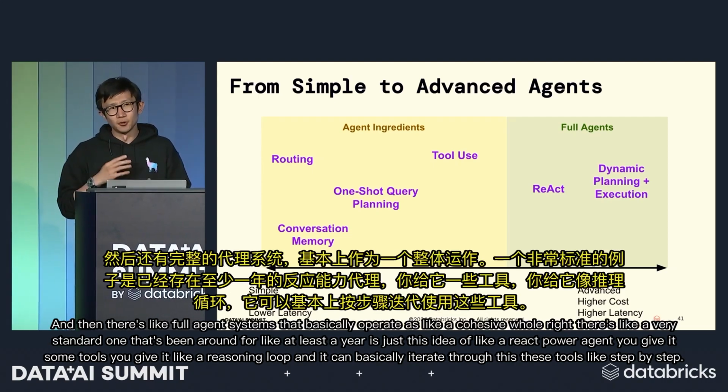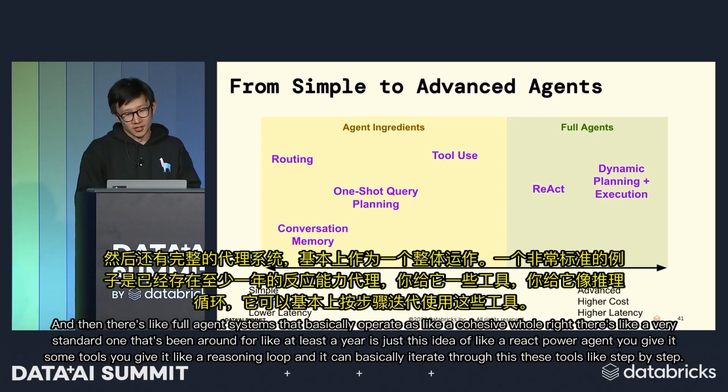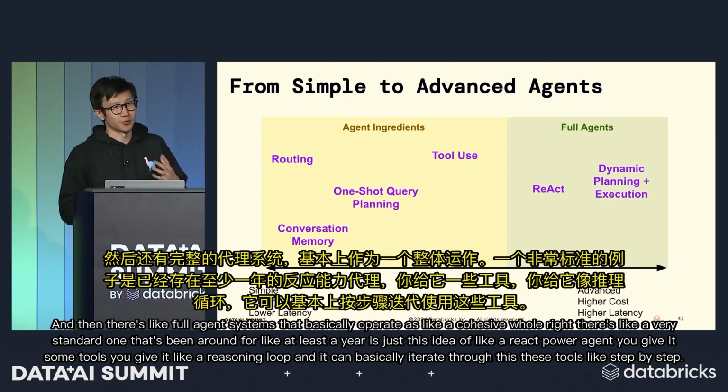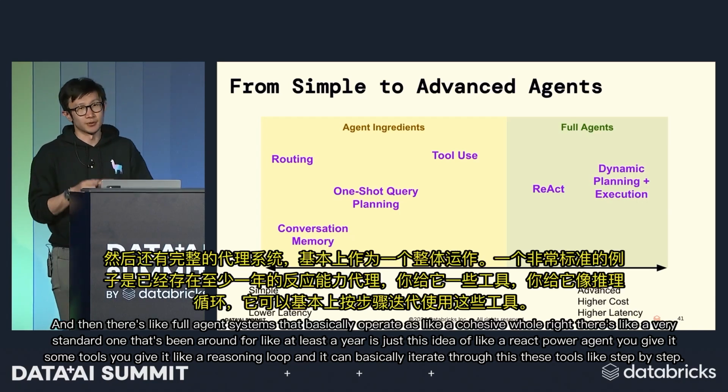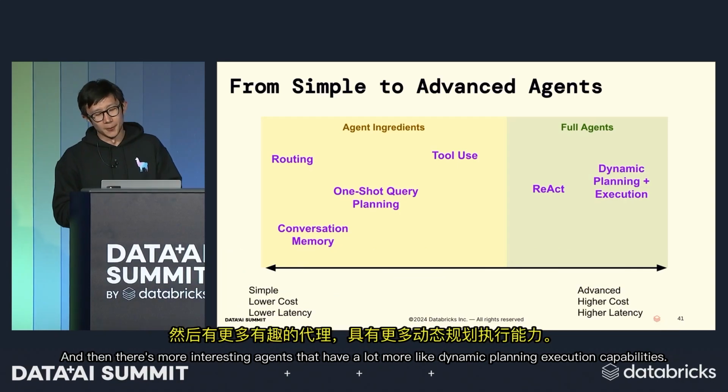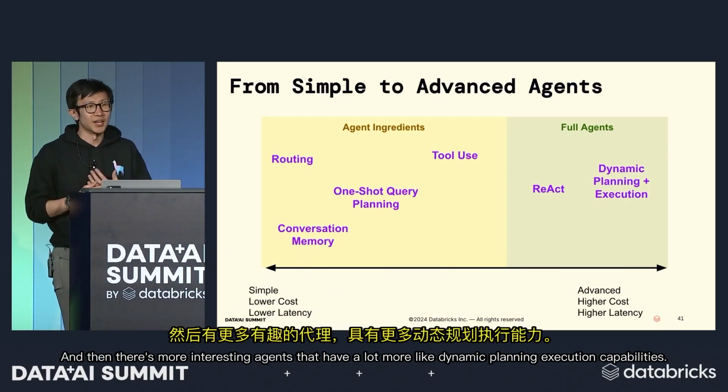And then there are full agent systems that operate as a cohesive whole, right? There's a very standard one that's been around for at least a year. It's this idea of a ReAct-powered agent. You give it some tools, you give it a reasoning loop, and it can iterate through these tools step by step. And then there are more interesting agents that have a lot more dynamic planning and execution capabilities.